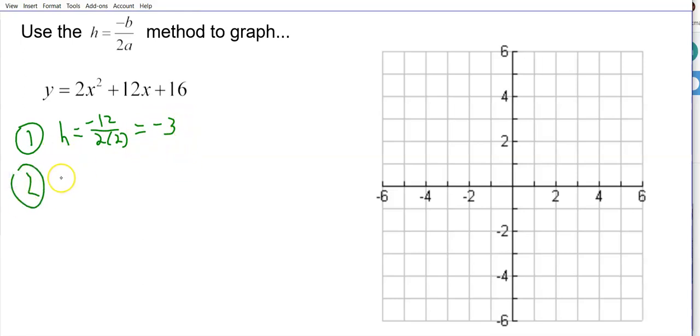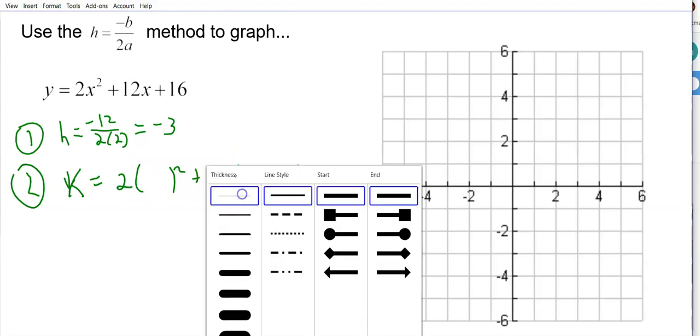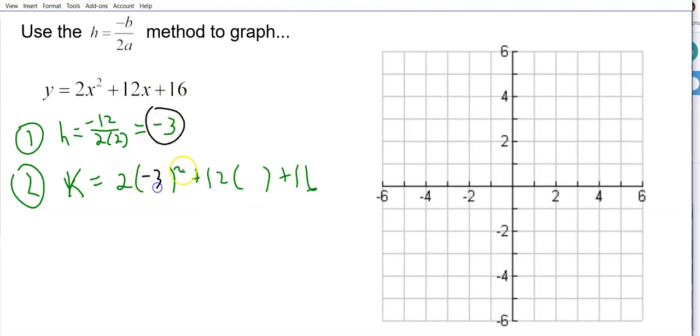Step 2, we're going to plug that in. So k, not y, k is going to equal 2 times x squared plus 12 times x plus 16. And so we're going to plug our h value, negative 3, into that problem. So we get k equals 2 times 9 is 18, minus 36 plus 16. So that's 18 minus 20, which is negative 2. And that was the same point. Negative 3, negative 2 is our vertex, right? That's our h, k. It's our axis of symmetry.